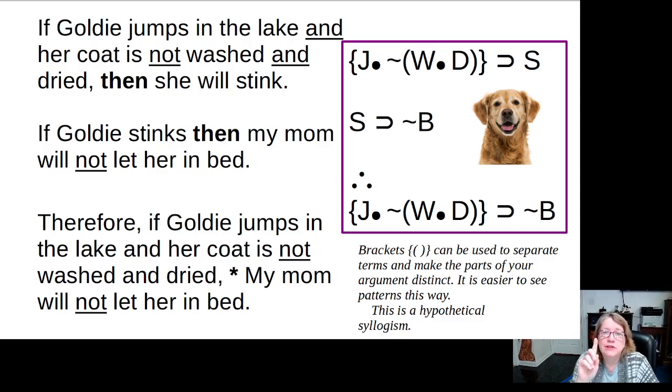So, if Goldie jumps in the lake and not both washed and dried happens, then she will stink. So the W is for her being washed, the D is for her being dried, and after the if-then symbol, S is just for she will stink. You'll notice there are parentheses, because washed and dried both have to happen together.